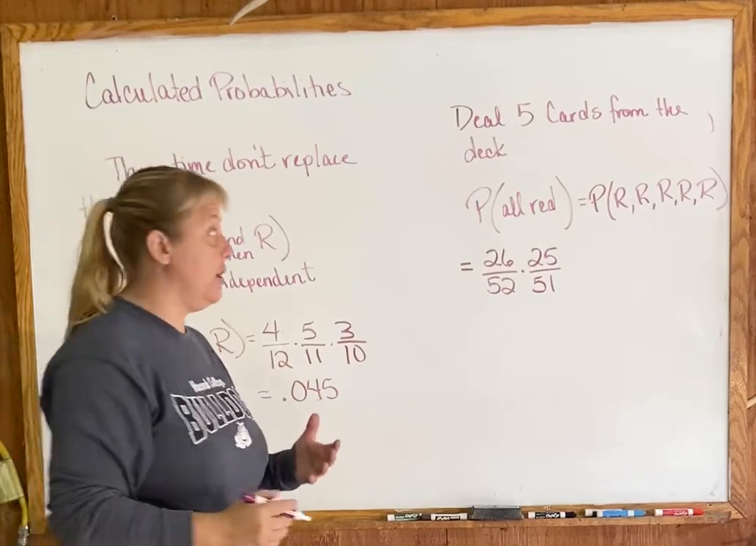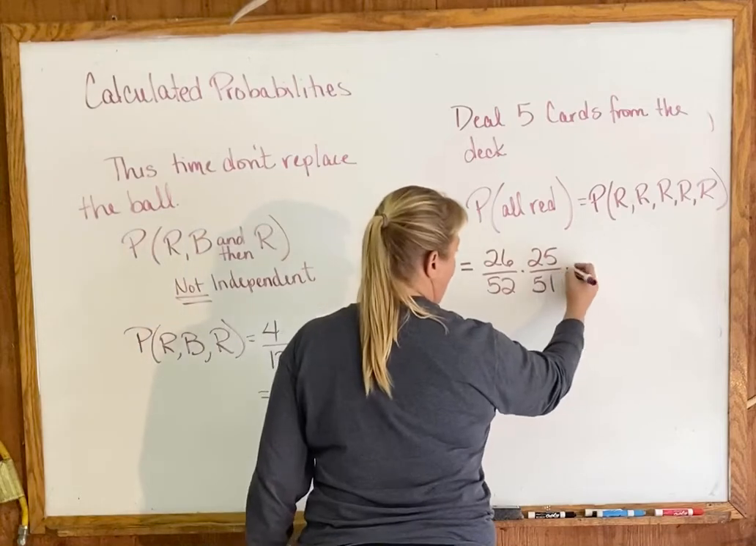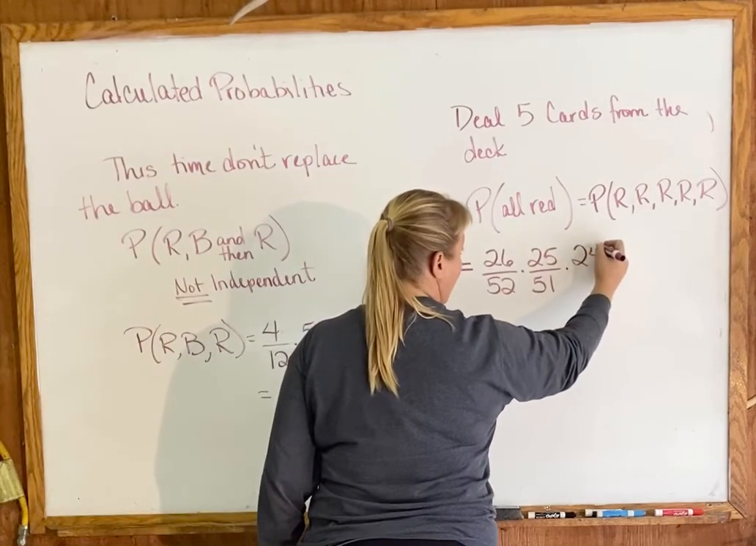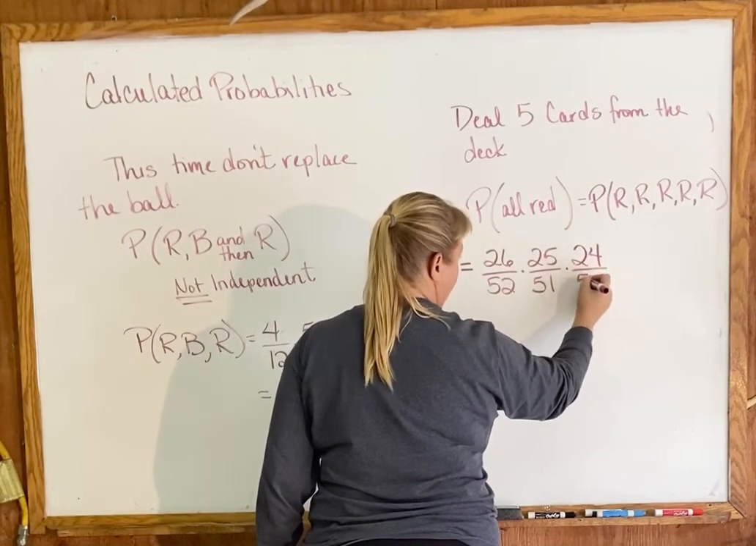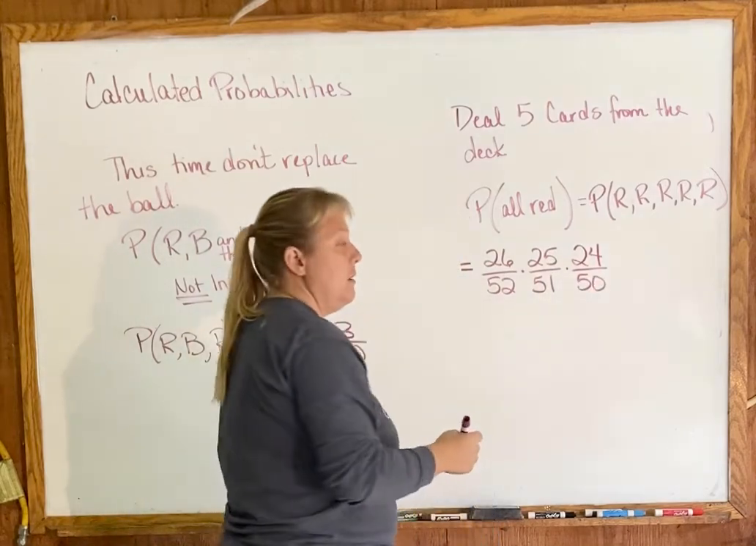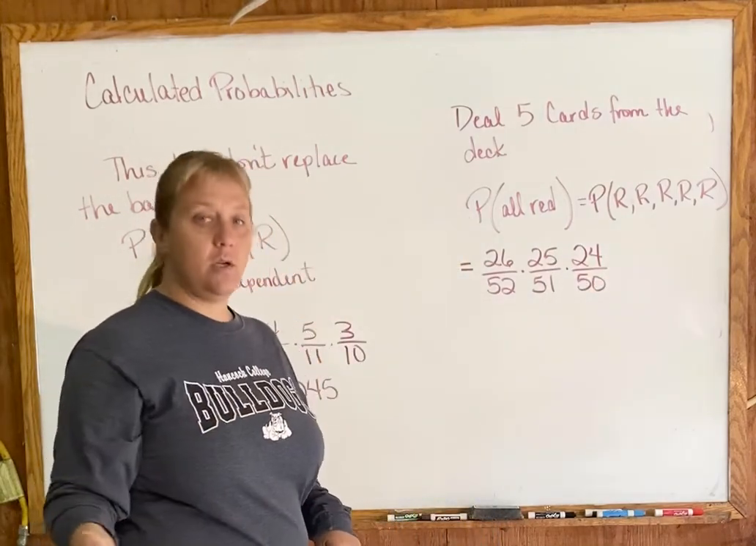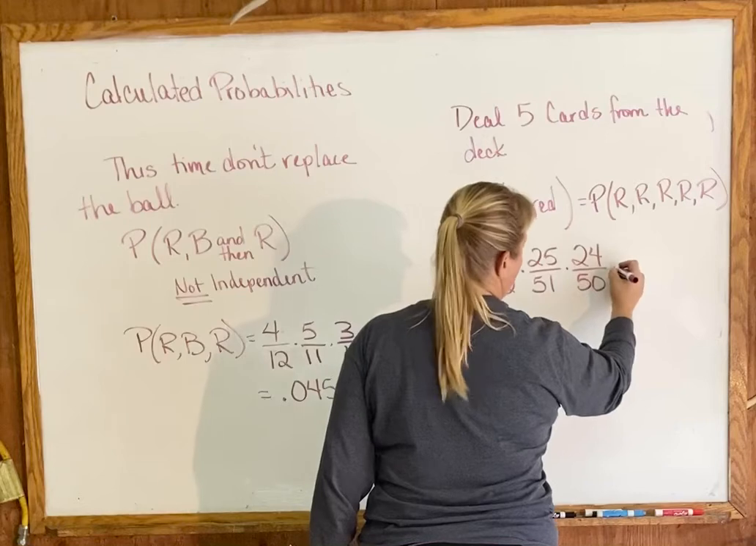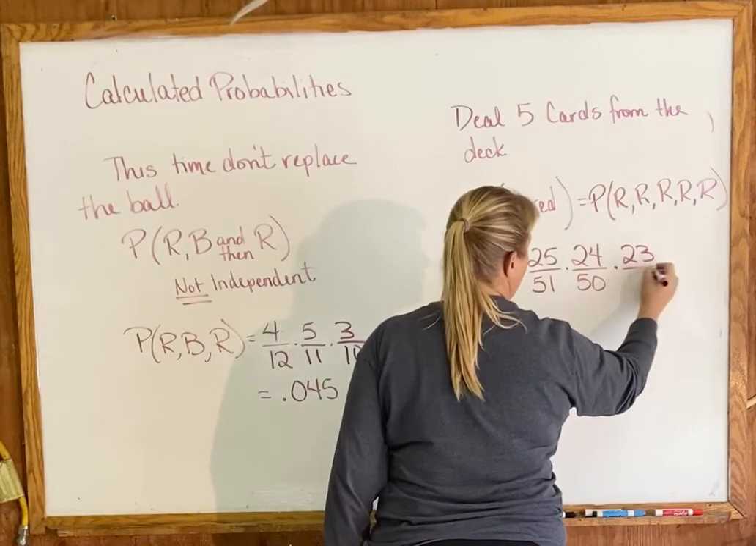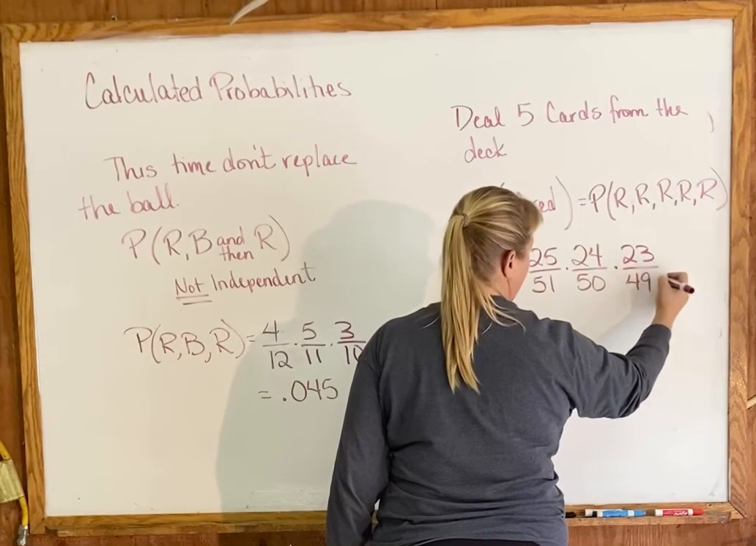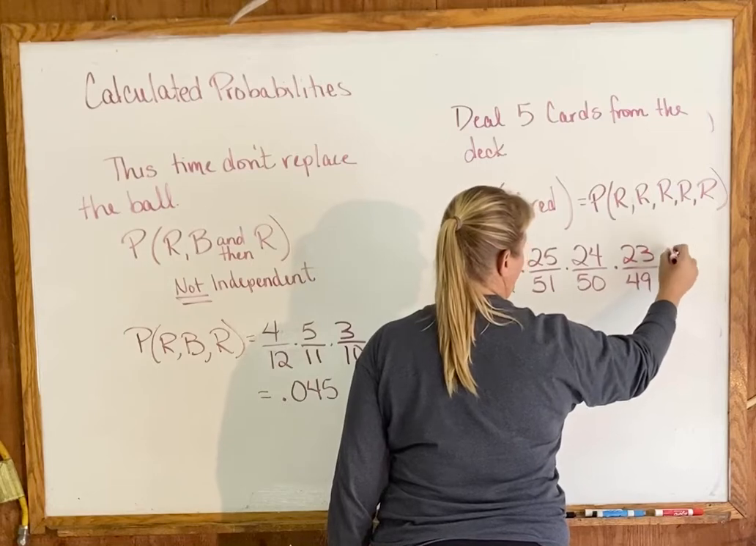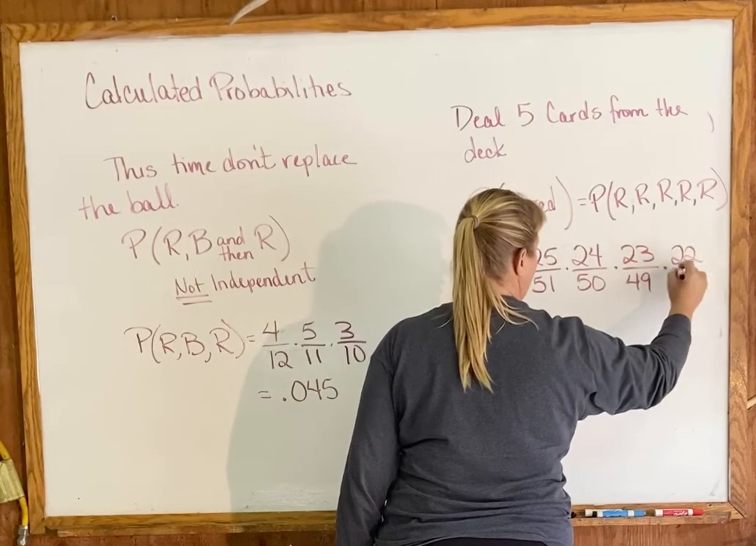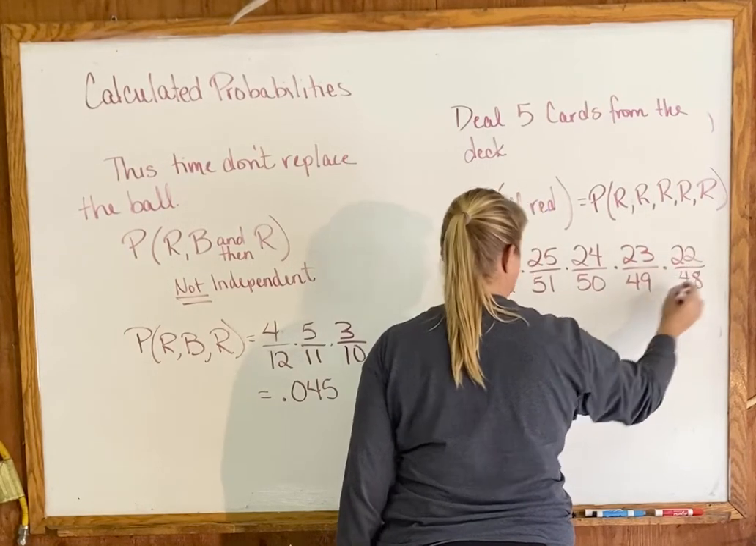Now we want a third. The numbers are going to drop again. Now there are only 24 red cards out of 50. Okay, and you see the process, we're going to do this 2 more times. So there'll be 23 out of 49, and then there will be 22 out of 48.